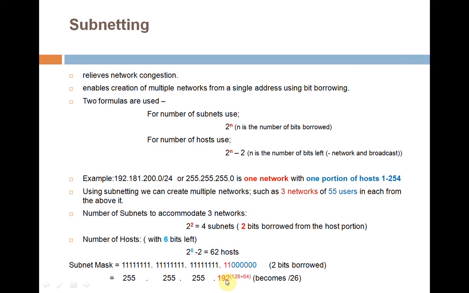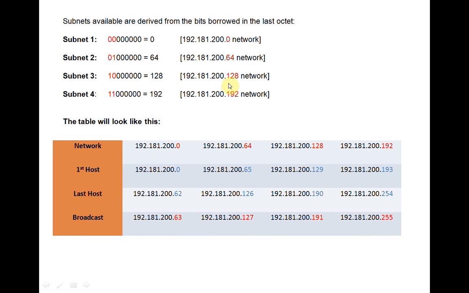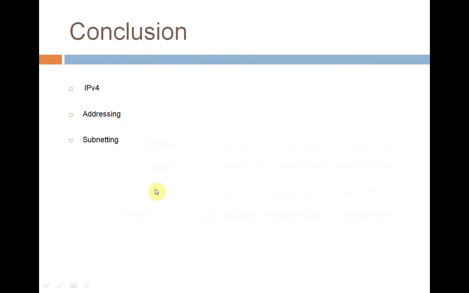Borrowing 2 bits from the hosts gives us .192, or a /26. We can use the 2 bits borrowed to generate 4 networks as shown here. The .0 network, the .64 network, the .128 network, the .192 network. And from that we can produce the first and last host for each network and the broadcast address for each, as shown here. That brings me to the end of this video.